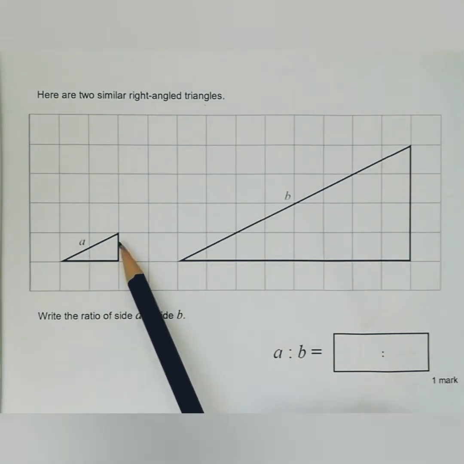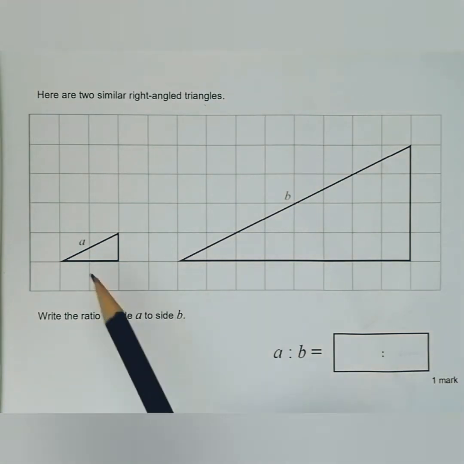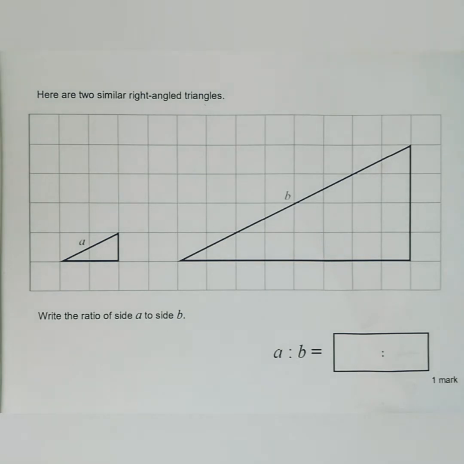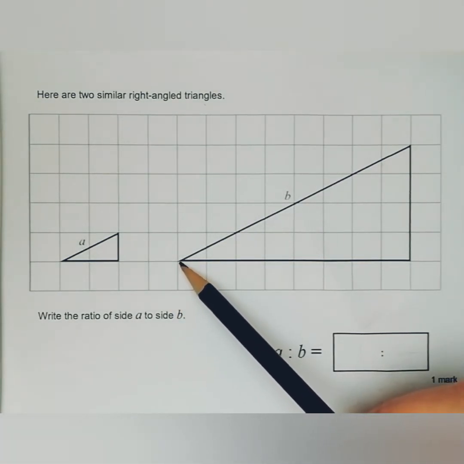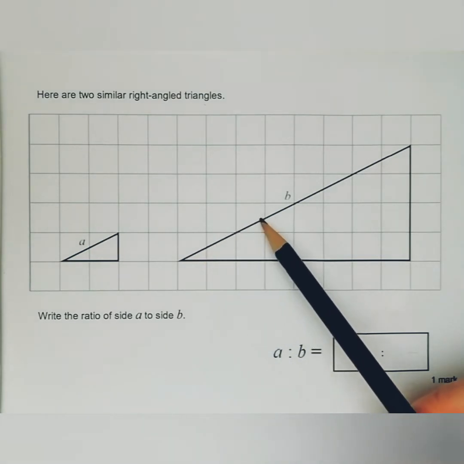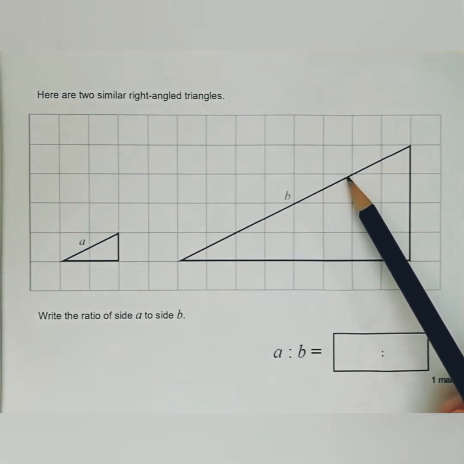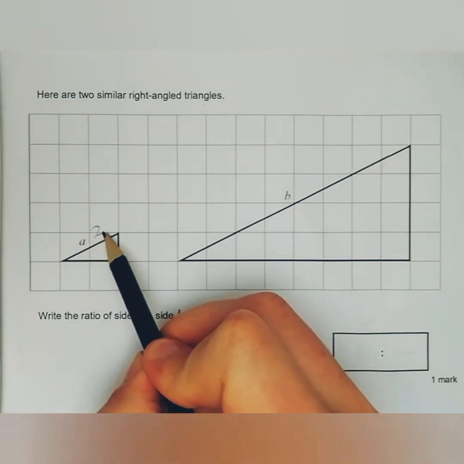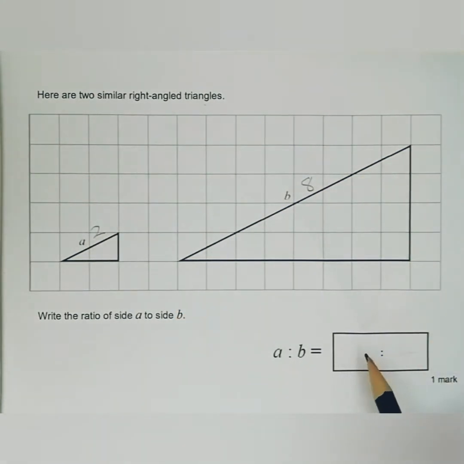So, looking at side A, you can see that it passes through 1, 2 squares. Now let's look at the same line in the second triangle. This time it passes through 1, 2, 3, 4, 5, 6, 7, 8 squares. So I can write this ratio in a couple of ways. The first thing to do is to say that goes through 2 and that goes through 8. So we'll write that as 2 to 8.